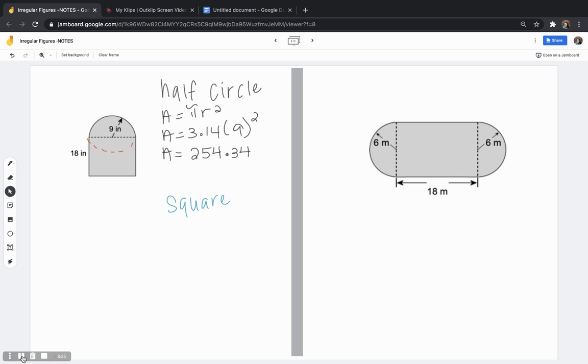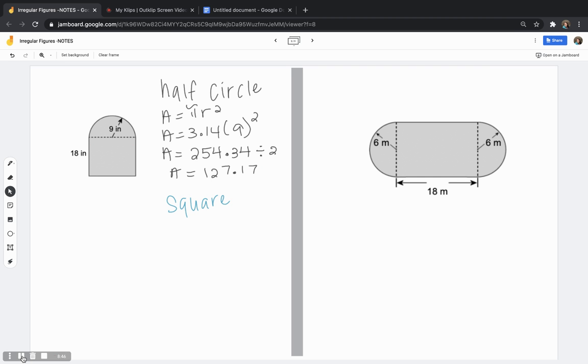All right, so to get the half circle, I'm going to do pi times radius squared, and that's going to give me 254.34. And then because I only have half of a circle here, I'm going to divide this by 2, and that's going to give me 127.17 for that half circle.